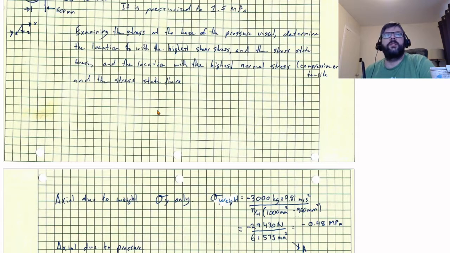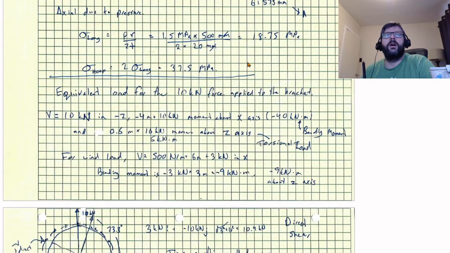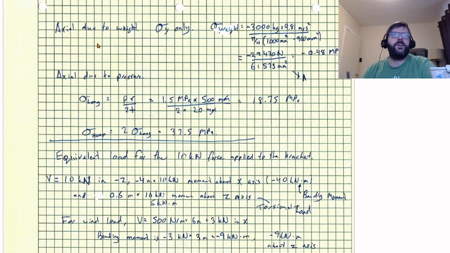So the first thing that's fairly easy to do is to figure out what sort of axial force we're going to see due to the weight of the object. Obviously that is going to be acting in the y direction, so it's going to be a compressive force in the y direction. The magnitude of that is just based upon the mass, so 3,000 kilograms times g, 9.81 meters per second squared. Kilograms times meters per second squared gives us newtons, and all that divided by the cross-sectional area.